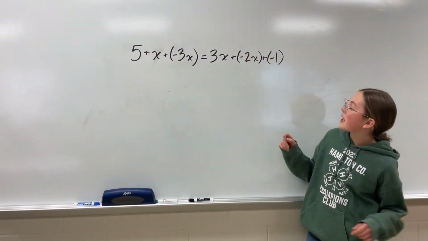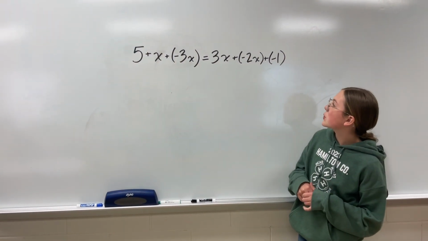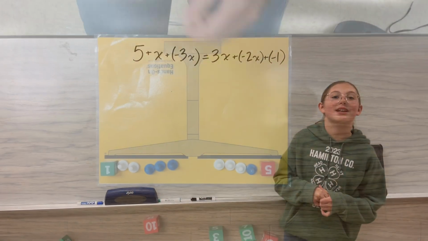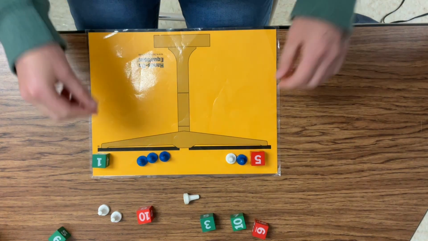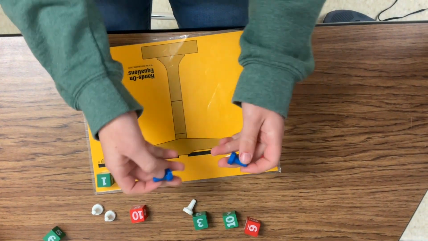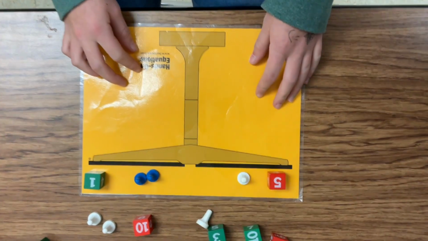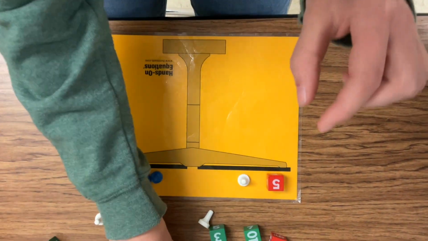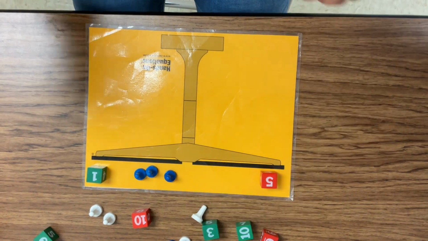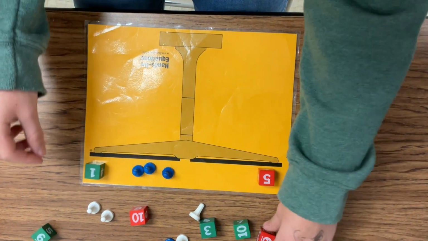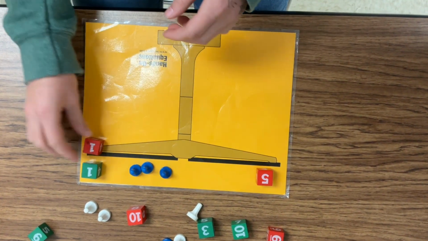The next problem is 5 plus x plus -3x equals 3x plus -2x plus. All right, for this problem, we're going to do taking away from each side, and 2 white pawns away from each side. I'm also going to take a blue pawn from each side, and then we're going to add a blue pawn to each side, and then take these away because they cancel out when they're a pair of 0.